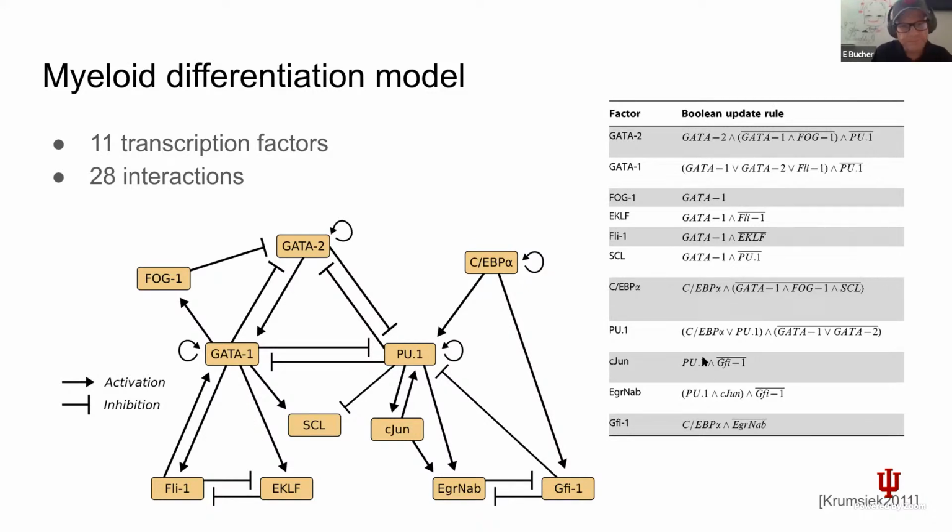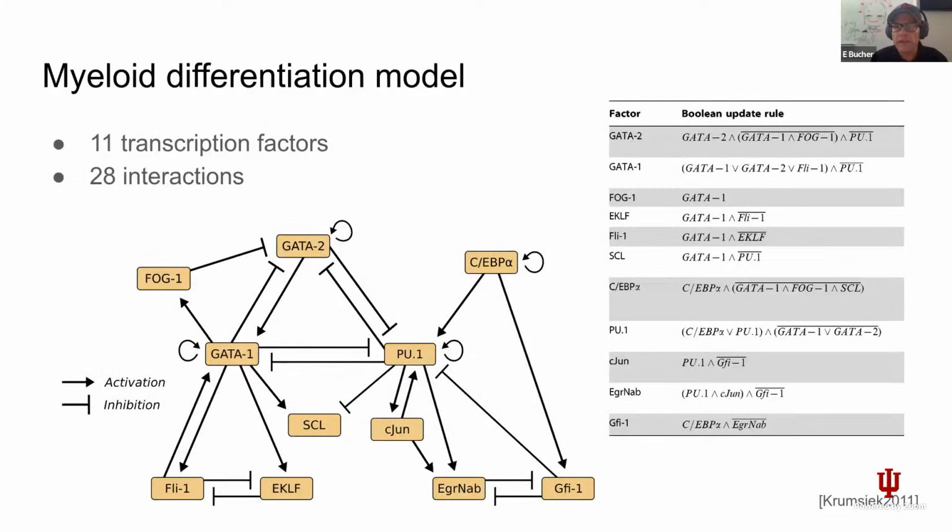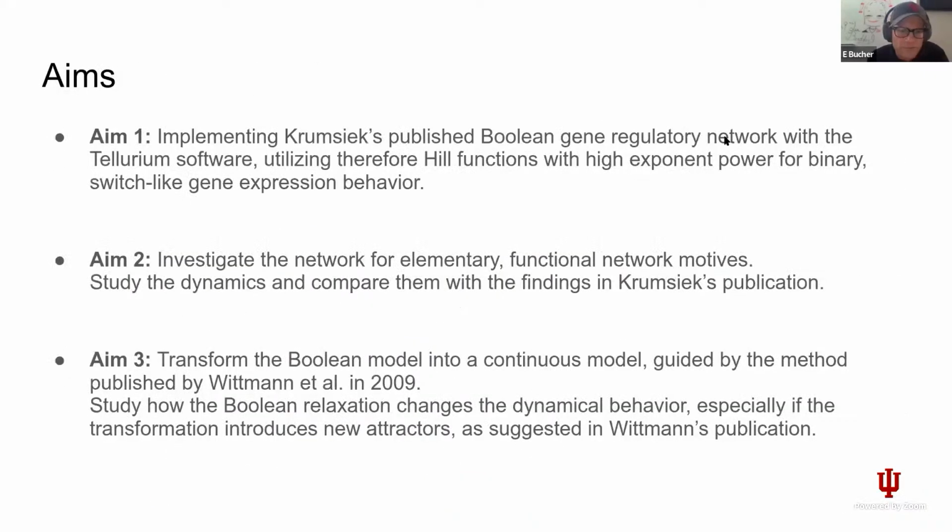So the first step will be that I just take this Boolean network and translate it into Tellurium software using the Hill function, and more or less I implement these Boolean update rules in Tellurium. That's the first aim that I have. And then in the second aim, I really want to investigate the model that I have.